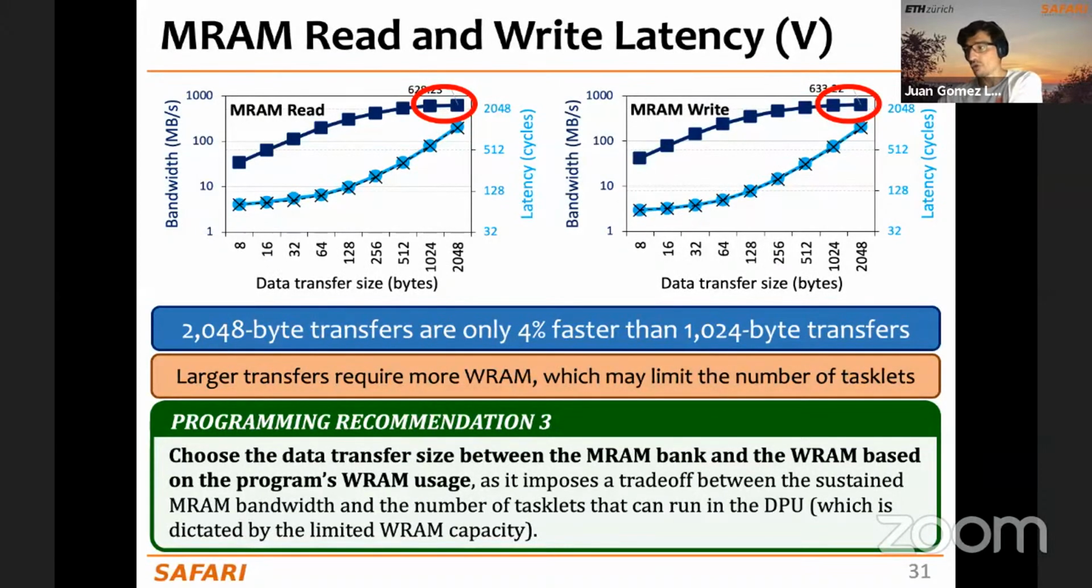Instead of moving 2048 bytes from MRAM to WRAM, we only move half of it, 1024, and this means that we are using half of the WRAM, and we can probably use more tasklets, which in the end is good to fill the pipeline completely and have this throughput of 1 instruction per cycle, as we have discussed in previous slides.